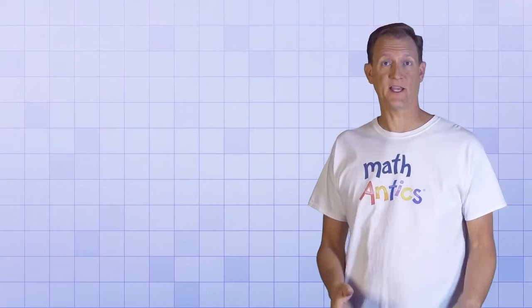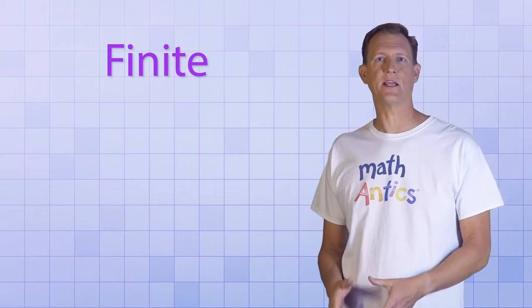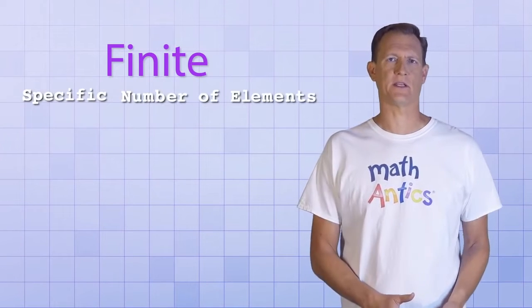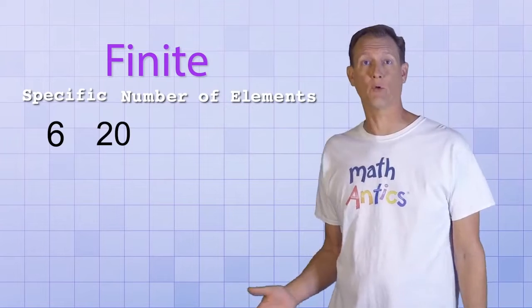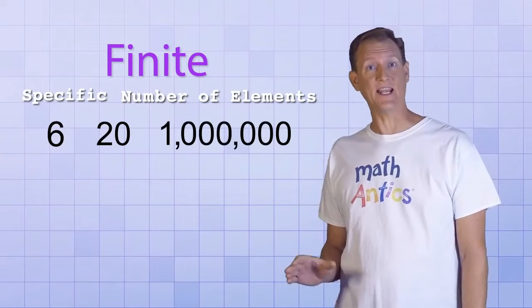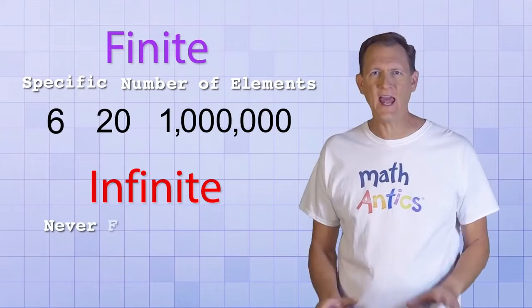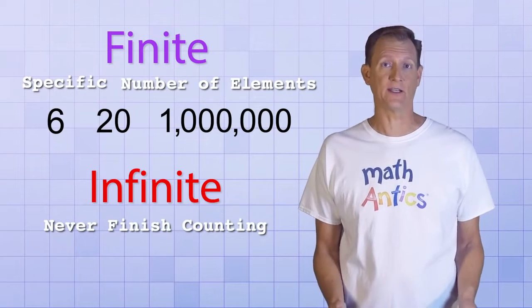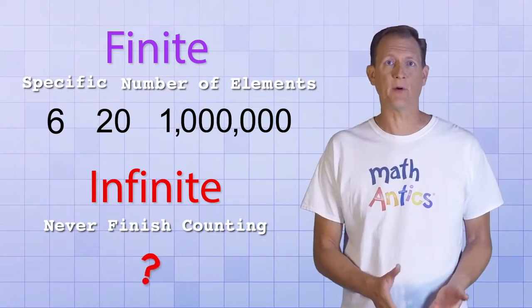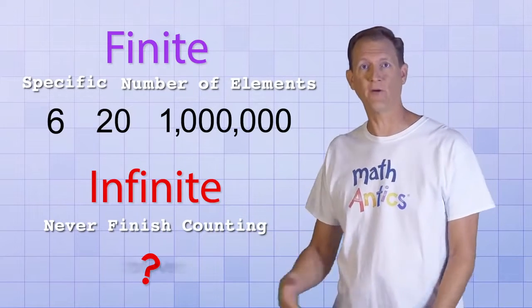If a sequence or set is finite, it means that you can say there are a specific number of elements in it, like 6 or 20 or 1,000,000. But when something is infinite, it means that no matter how much time you have, you could never finish counting how many elements are in it. You can't give it a specific number, so you just say it goes on forever.